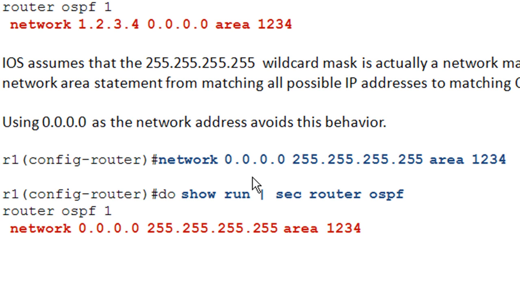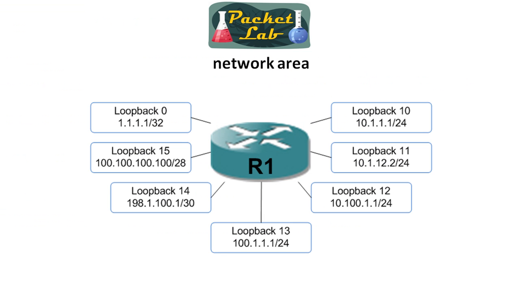The takeaway is just remember that if you want to match all possible interfaces, use the quad 0s and the quad 255s and then assign it to an appropriate area. Okay, so this is going to be our topology. The topology is going to consist of a single device, R1, and rather than have actual connections, we're going to use loopbacks and just assign them different IP address ranges. So we got loopback 0 and then loopbacks 10 through 15 with various IP addresses and subnet masks.